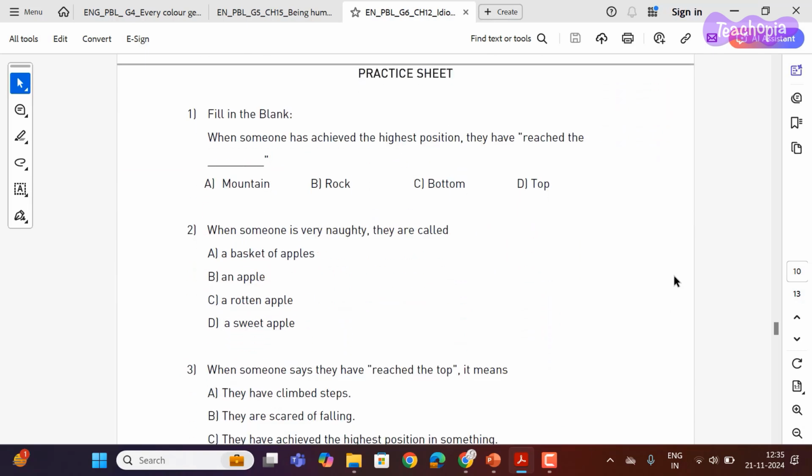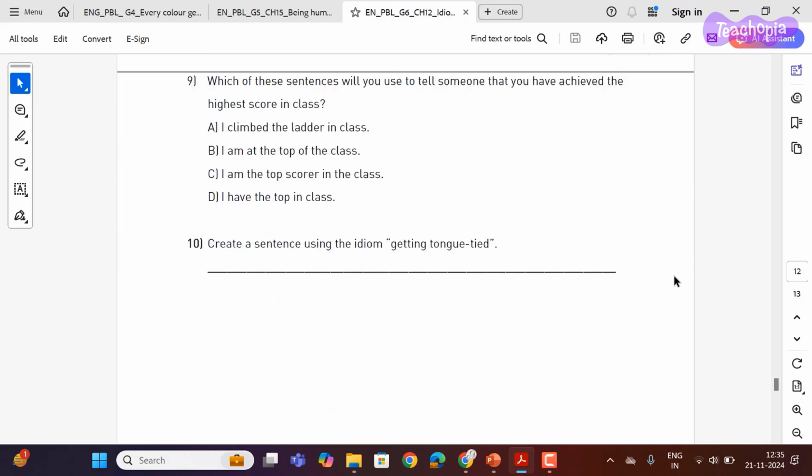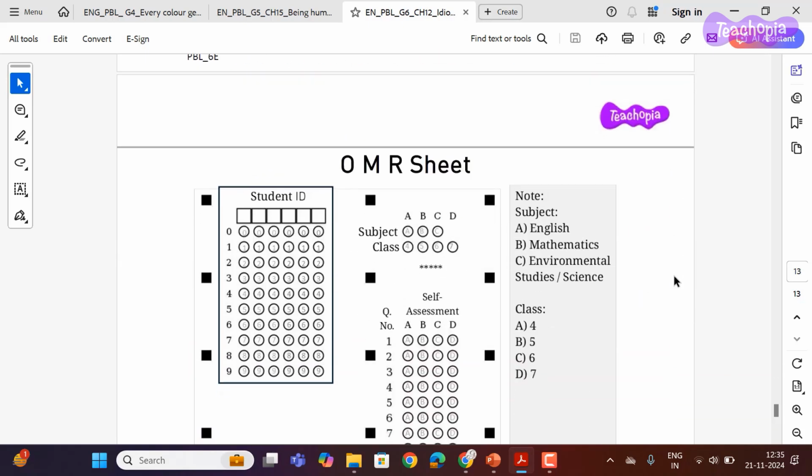PBL, as a PBL goes, is followed by a practice sheet and an OMR sheet at the end of the practice sheet.